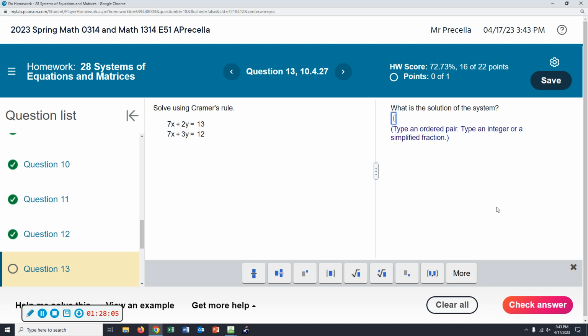So, parentheses, 15 over 7. See, this is what that student did that counted wrong, putting that comma down there. You're not supposed to put a comma in the bottom of a fraction or in a subscript. Negative 1. 15 over 7, comma, negative 1.